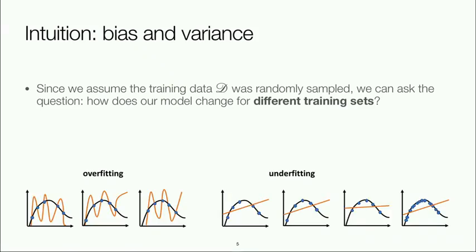Here we have overfitting and underfitting, okay? Let's break down this drawing a little bit. This black curve in each of these plots is the same across all of them. That represents the true function, f, that I'm trying to learn, and then all of these different orange curves represent the functions that I actually learn.